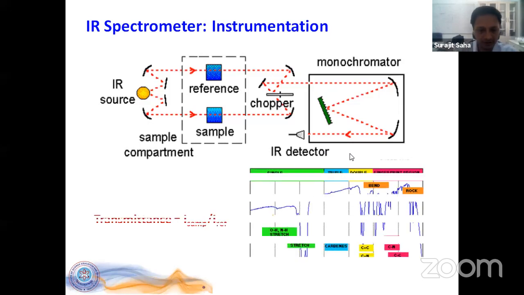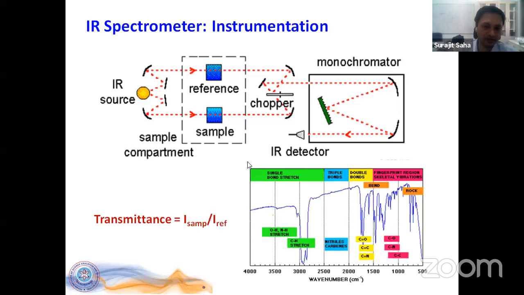Now, you see, there are two things one has to measure in the IR spectrum. One is without the sample, which is what is referred to here as the reference signal, that basically gives an idea of the intensity of the IR source at each and every wavelength. That means the photon that it radiates, each and every photon has a corresponding wavelength, and we need to figure out what is the intensity of that photon.